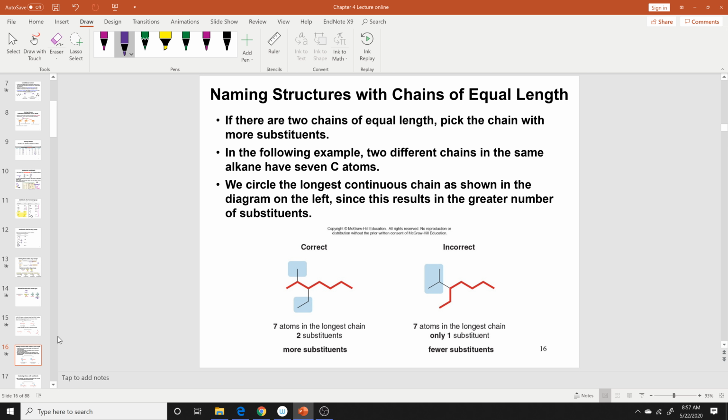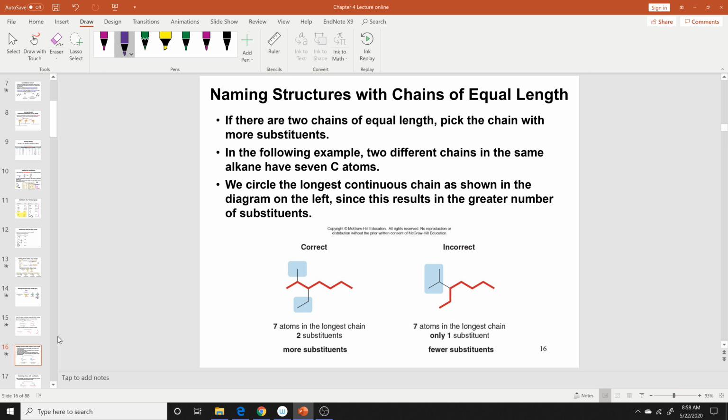Before naming, basically I need to highlight the substituents. Figure out how many substituents you have. There is a rule in there. Whenever you have two options of basically having a chain, if you have two chains that have the same length, as in this example over here, these two are the same structure, and I can point out 7 carbons out of each over here. So I can go this way and make 7 carbons, and I can go this way and make 7 carbons. Which way should I go with?